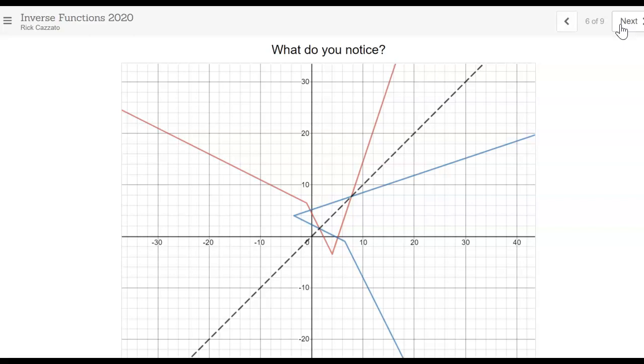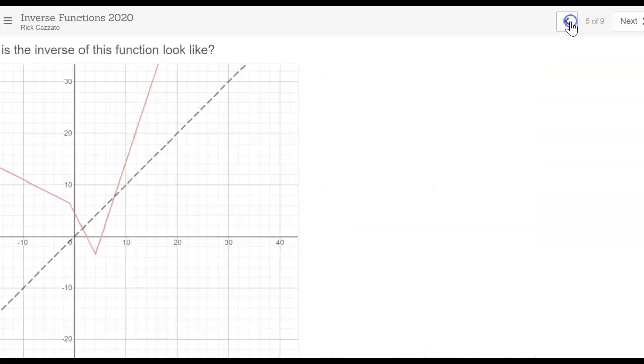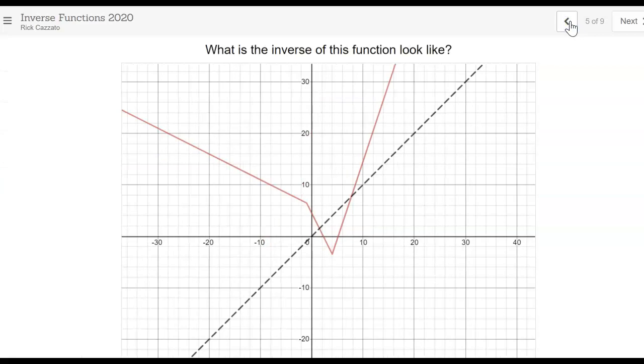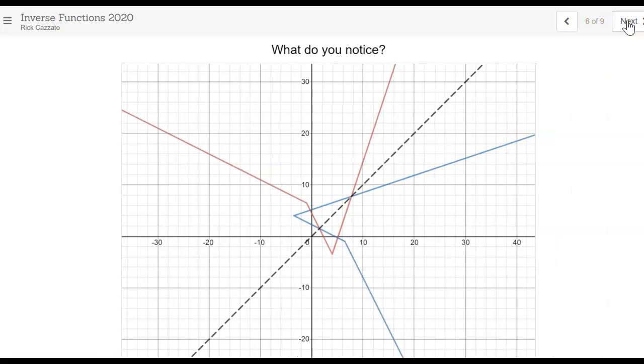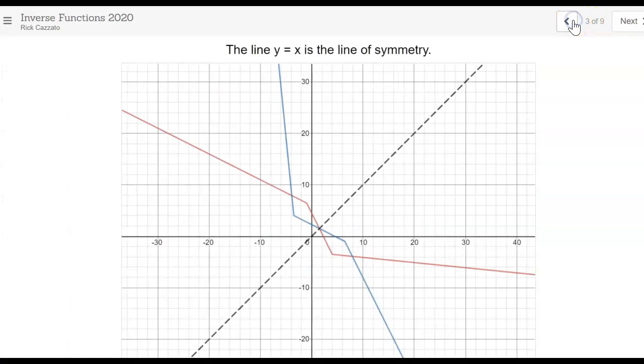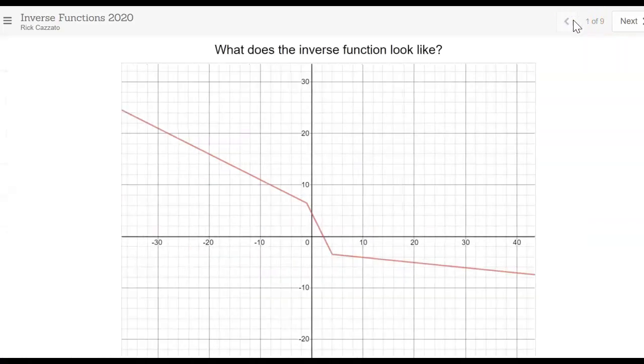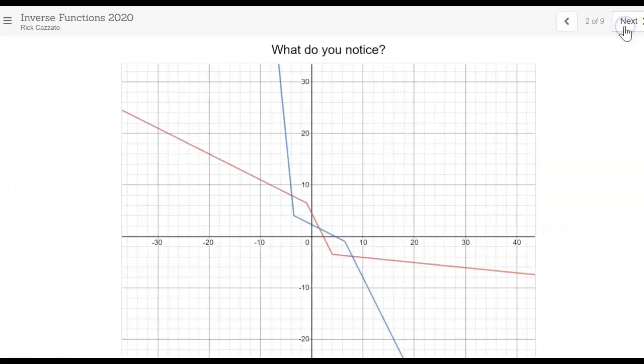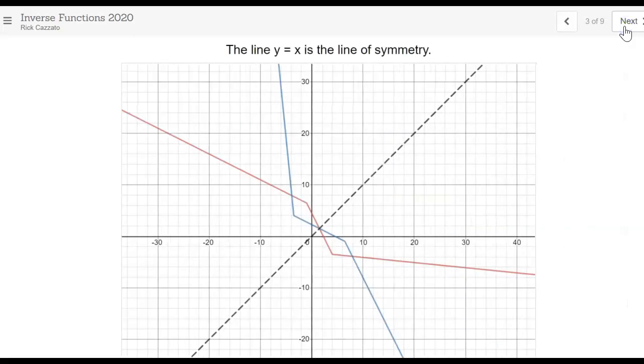Hopefully you realize that that blue graph does not pass the vertical line test. So I was very careful the way I phrased this. What does the inverse of the function look like? The blue is the inverse, but it is not a function. In contrast, for this red graph, I wrote what does the inverse function look like. And when you find the inverse, you get the blue graph, and that blue graph is an inverse function. So sometimes functions have an inverse, sometimes they have an inverse function.